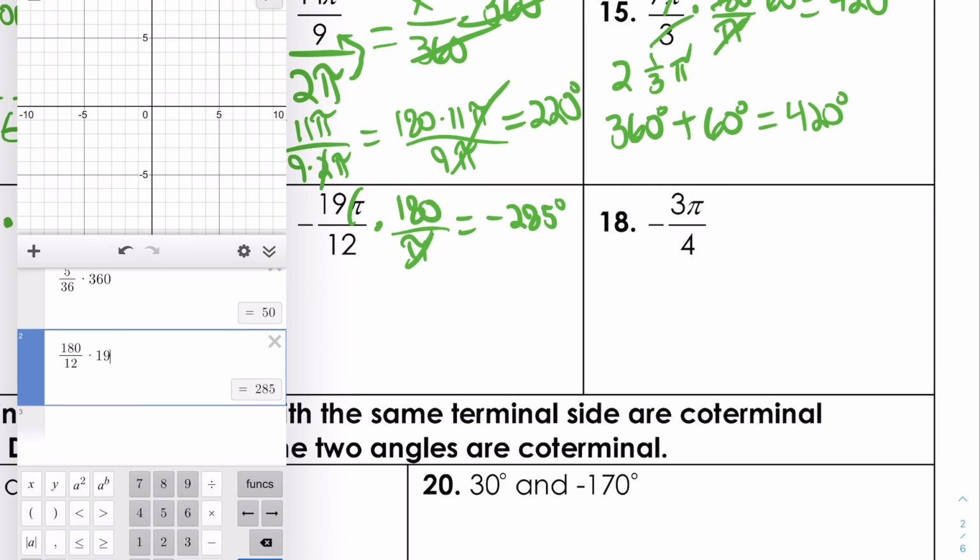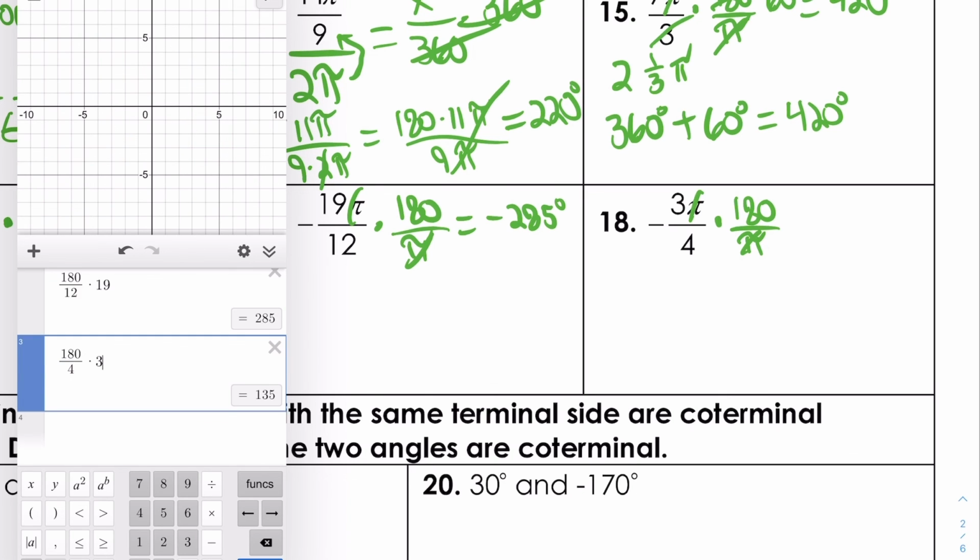Last one. Convert it from radians to degrees by multiplying by 180 divided by pi. The pi's cancel. 4 fits into 180 a weird number of times, so we'll use a calculator, and we get negative 135 degrees.